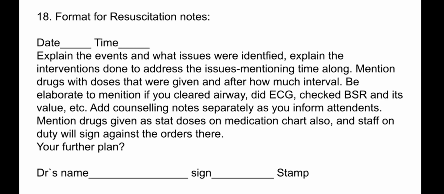Format for resuscitation notes is as follows. You will mention date, time, explain the events and what issues were identified, explain the interventions done to address the issues, mentioning time along. Mention drugs with doses that were given and after how much interval. Be elaborate to mention if you cleared airway, did ECG, checked BSR and its value, etc. Add counseling notes separately as you inform attendants. Mention drugs given as stat doses on medication chart also, and staff on duty will sign against the orders there. Next, write your further plan and then your name, signs and stamp.